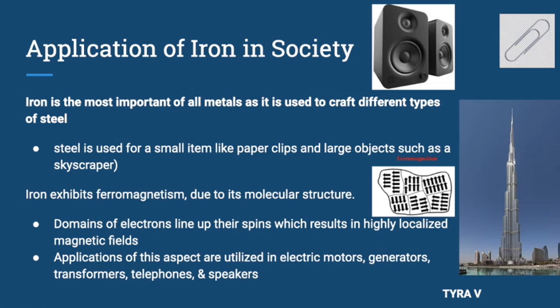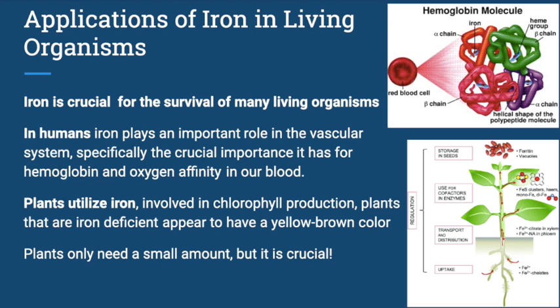Iron exhibits ferromagnetism due to its molecular structure. This unique property is utilized in electric motors, generators, transformers, and much more. Iron is crucial for the survival of many living organisms. In humans, iron is essential for our vascular system. Specifically, iron is a component of hemoglobin to help transport oxygen in our blood.